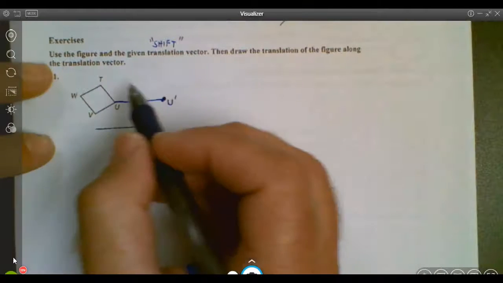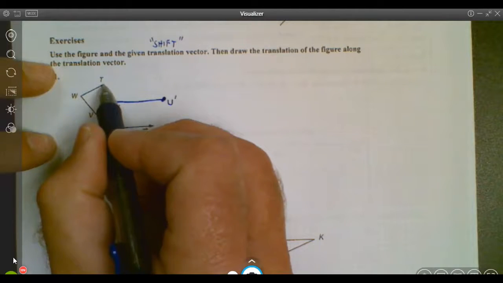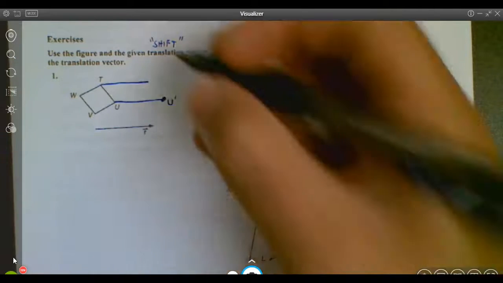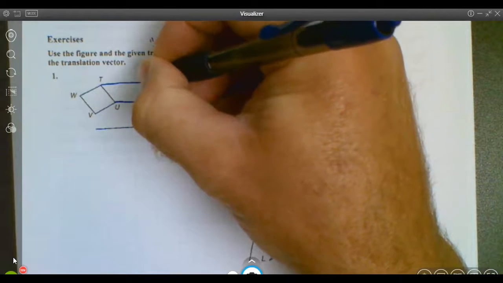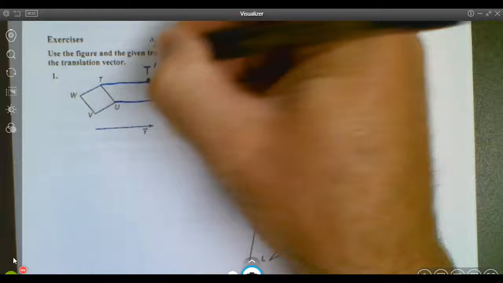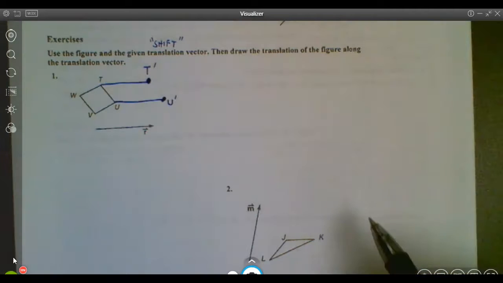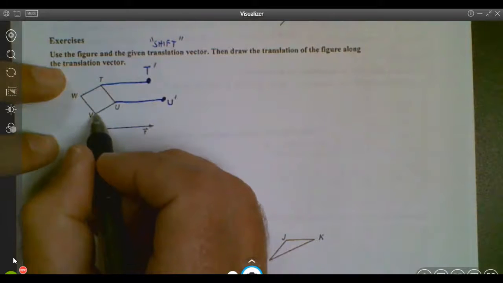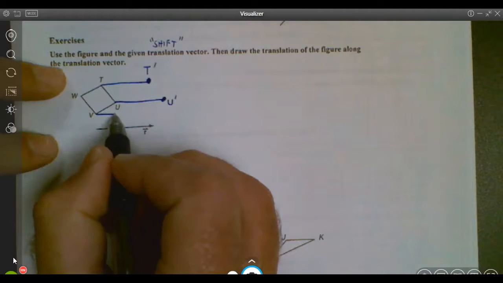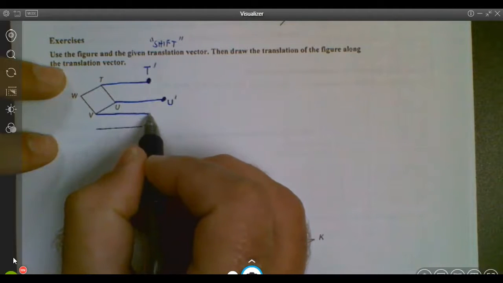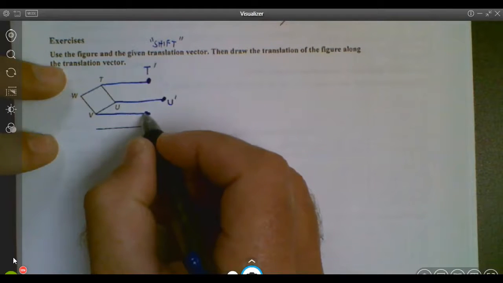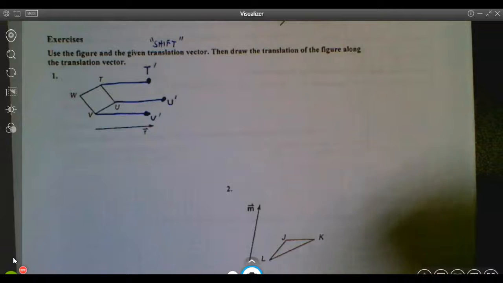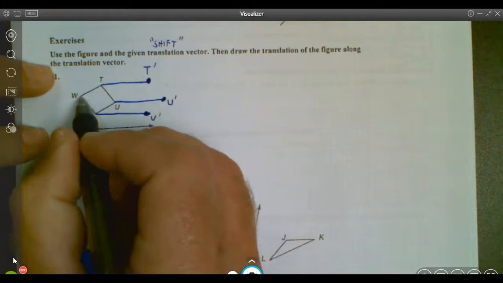Let's do the same thing with T. Again, I'm going to try to keep all this parallel to my vector and the same length as my vector as best as I can. Again, this will become a little more precise when we do it in a coordinate plane on the next page. This is more of an introduction. So let's try the same thing with V. I'm going to move it parallel to my vector and try to keep it the same length as my vector as best as I can. Do it one more time with W.